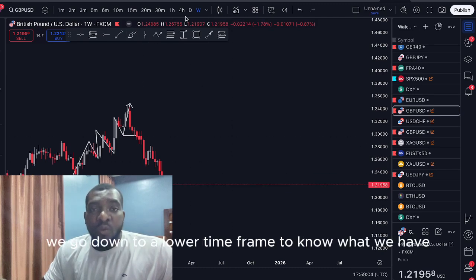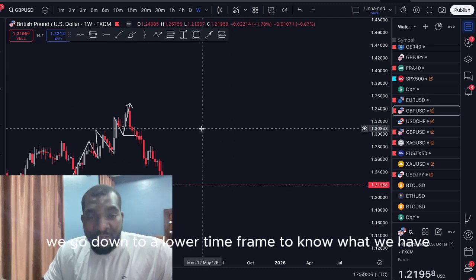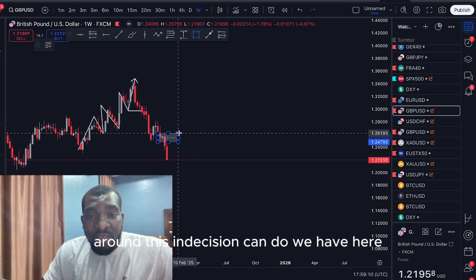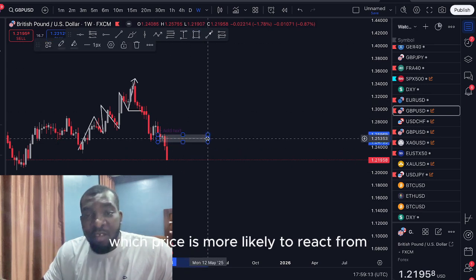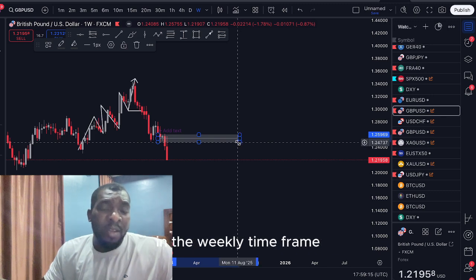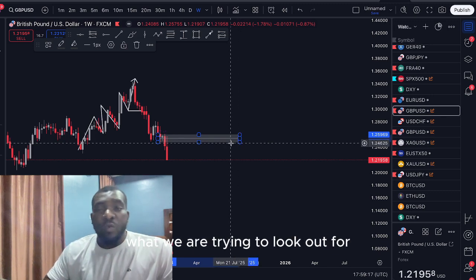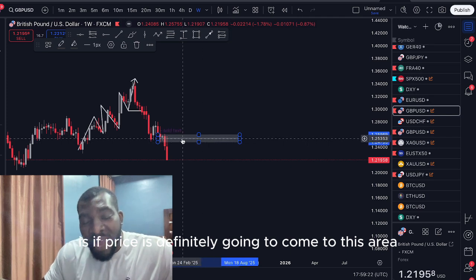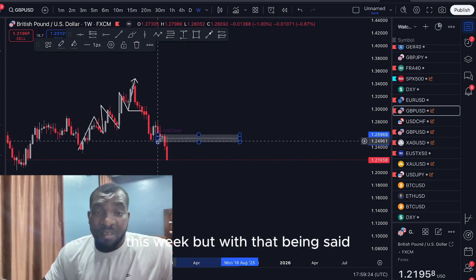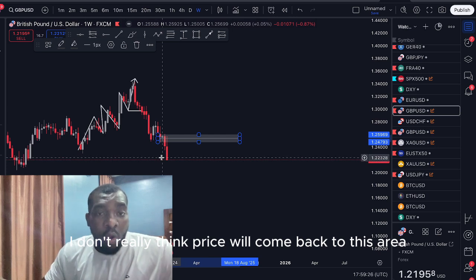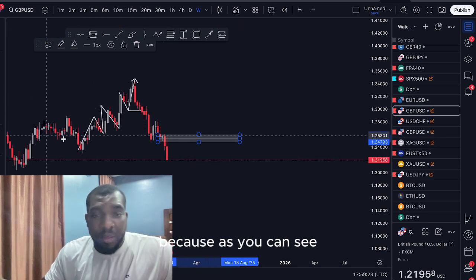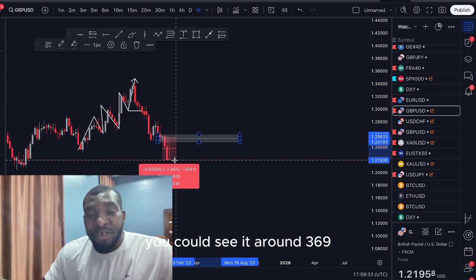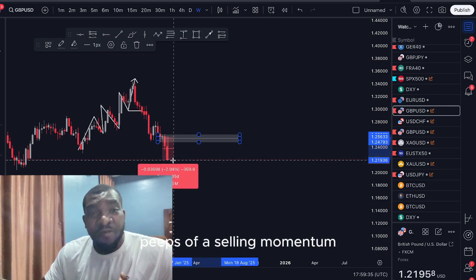But with that being said, we'll go down to our lower time frame to know what we have. The last demand we have on this market is basically around this indecision candle we have here, which price is more likely to react from in the weekly time frame. What we are trying to look out for on GBP USD is if price is definitely going to come to this area this week. But I don't really think price will come back to this area, because as you can see, we are having this big push of sell momentum. You could see it's around 369 pips of selling momentum for last week.